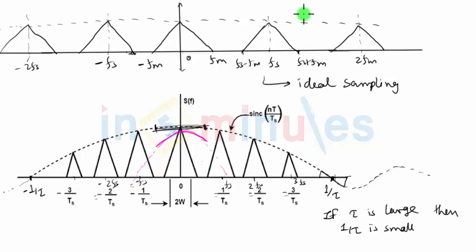So that's the first type of sampling and its mathematical analysis, which is natural sampling. Let us now go through the second type, which is called flat top sampling.